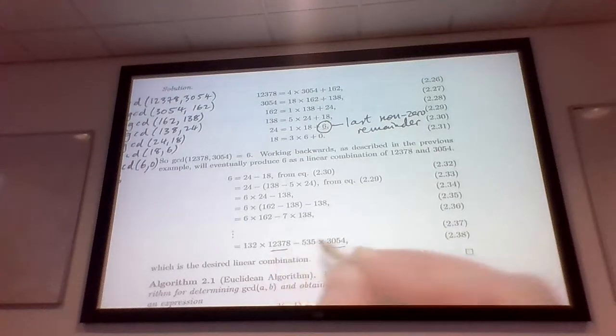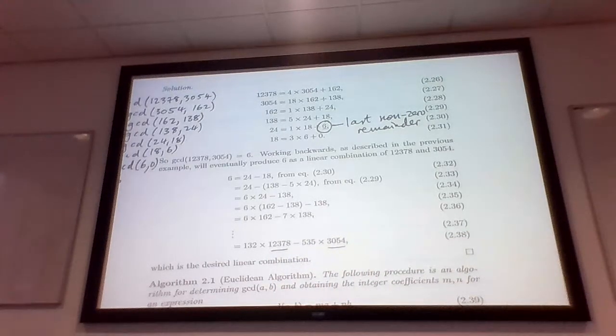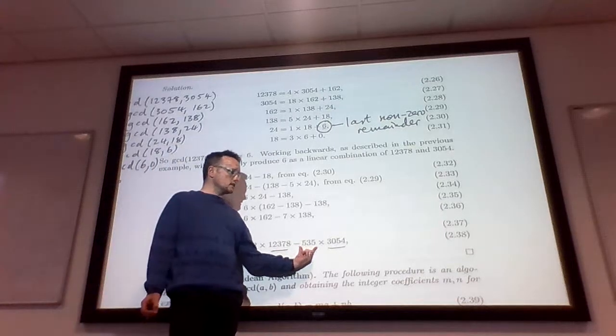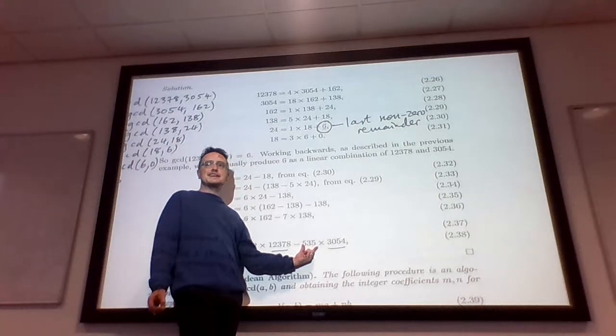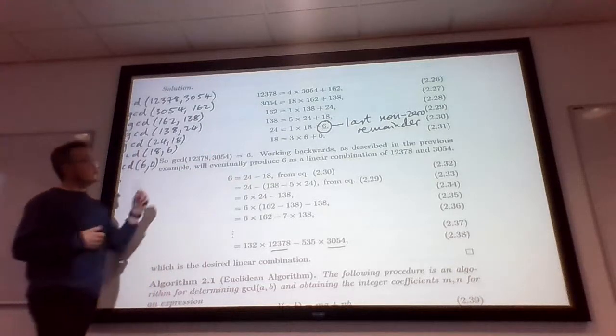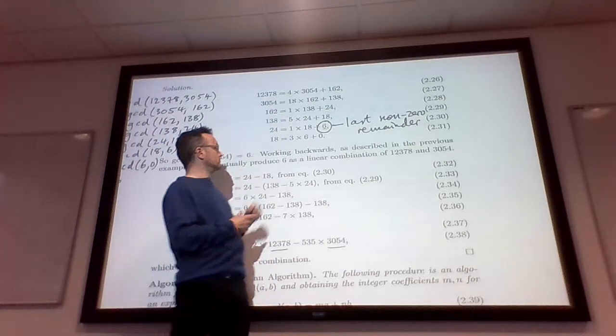These linear combinations, these Bezout's identity, are useful in cryptography and useful in number theory. And it's good that the Euclidean algorithm can give them to us, and we can construct them. We can find these coefficients, the 132 and the negative 535. We can extract these from the sequence of integer divisions that we've just done, and we do it by working backwards through them.